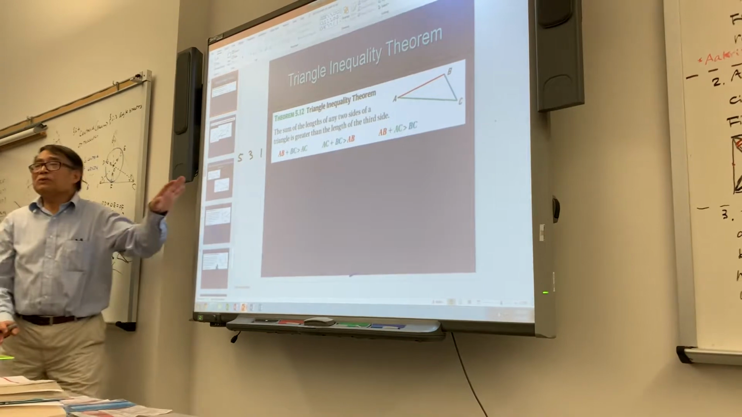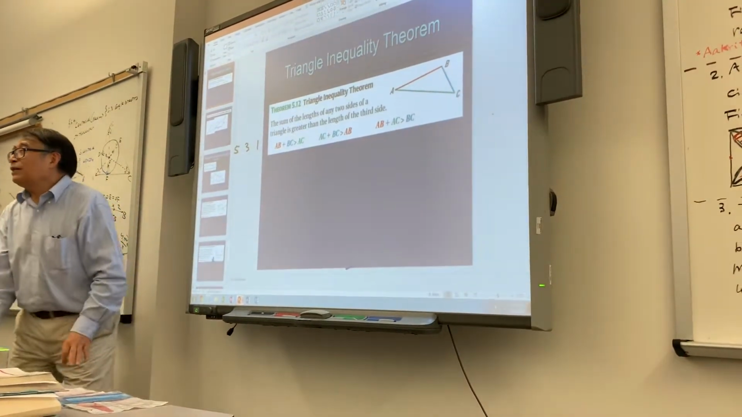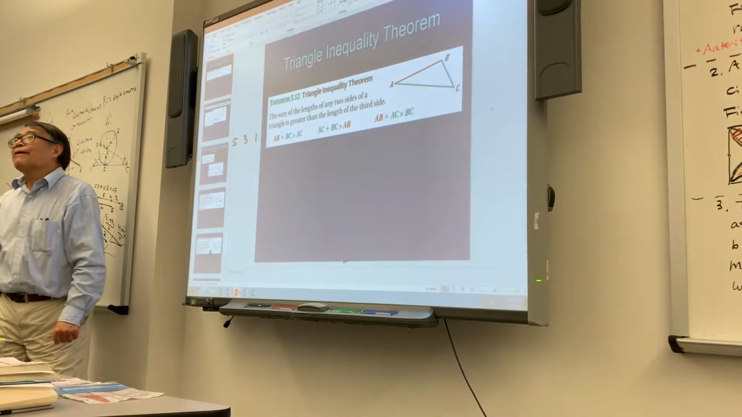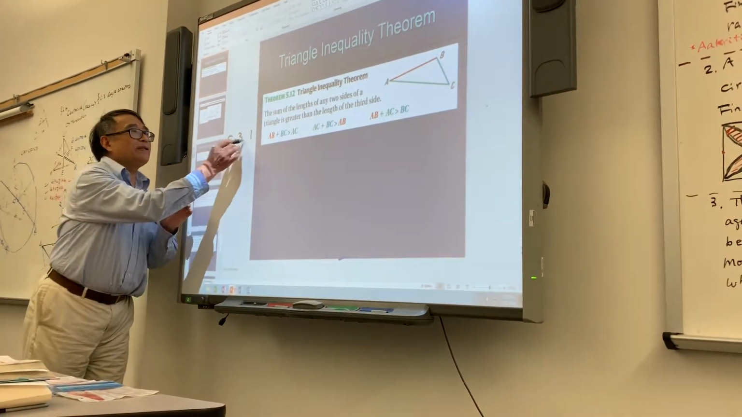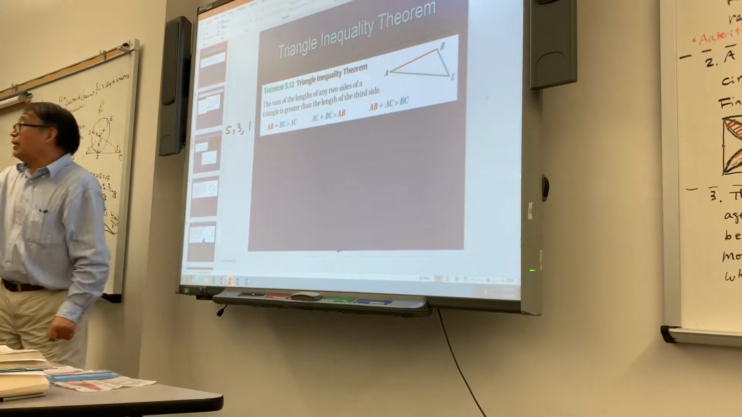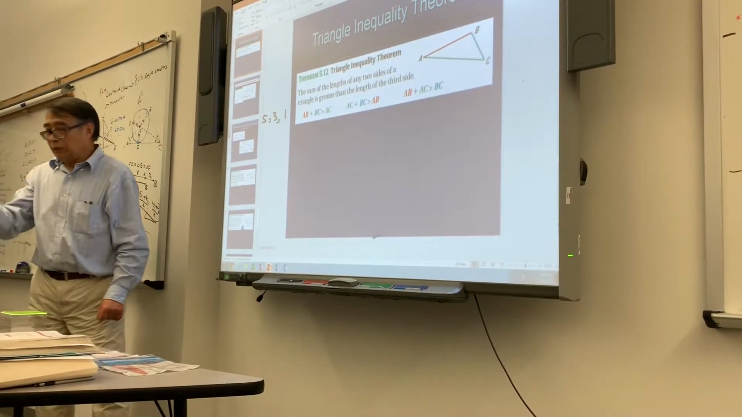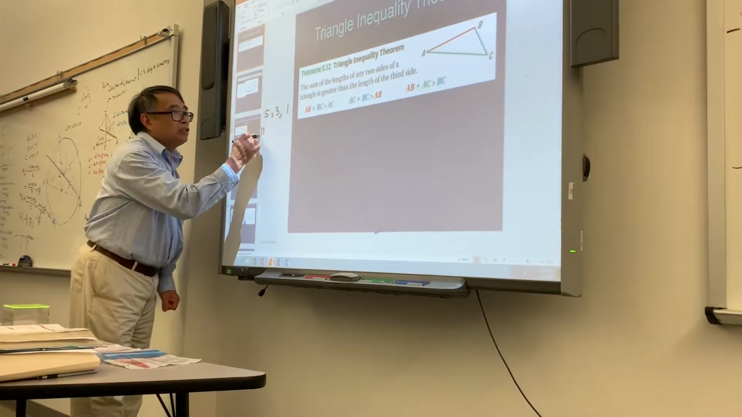Can we use those 3 numbers to make a triangle or no? Who can tell me after reading the book? 5, 3, 1, those 3 numbers. Can we use this one? Yes? No. No, why no? Because 3 plus 1 isn't greater than 5. Yes. So you have to check.